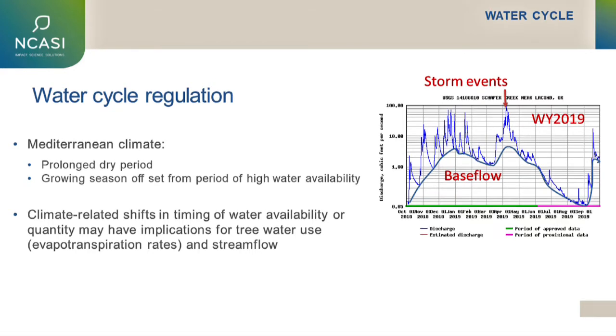Here in the Pacific Northwest, we need to talk about the Mediterranean climate that's experienced here. So that means that there's high water availability during a portion of the year, and then there's a dry season, which you can see in late summer when you see the decline in the base flow condition. And it's important to talk about that because in terms of tree water relations, the growing season is offset from that season of high water availability, and that has important implications for stream flow.